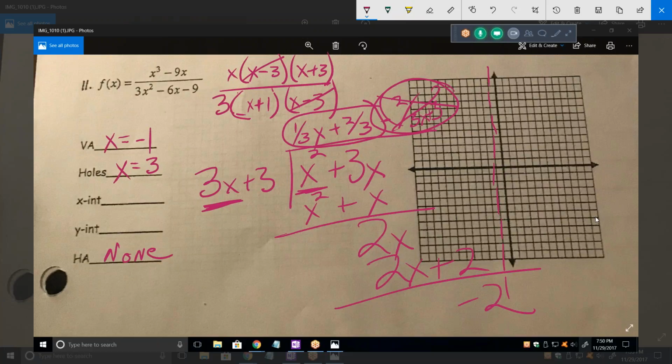So how do I graph that oblique asymptote? You would just graph it like a normal line? Yeah, so I go to the y-intercept at 2/3, and I have a slope of 1/3, which is up 1 and to the right 3. So my oblique asymptote looks like that.